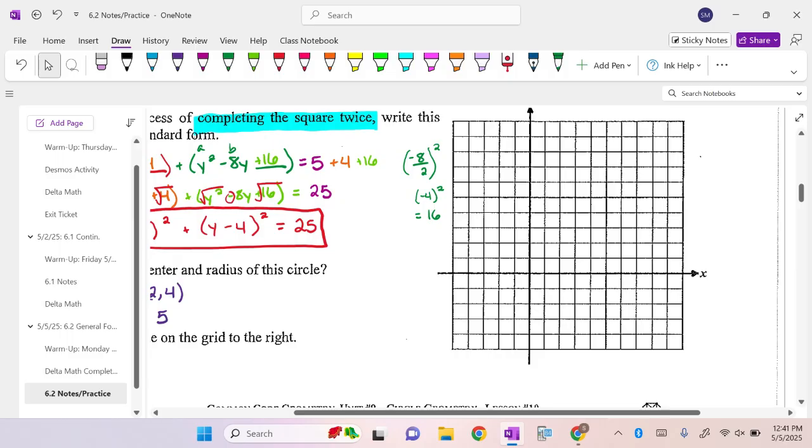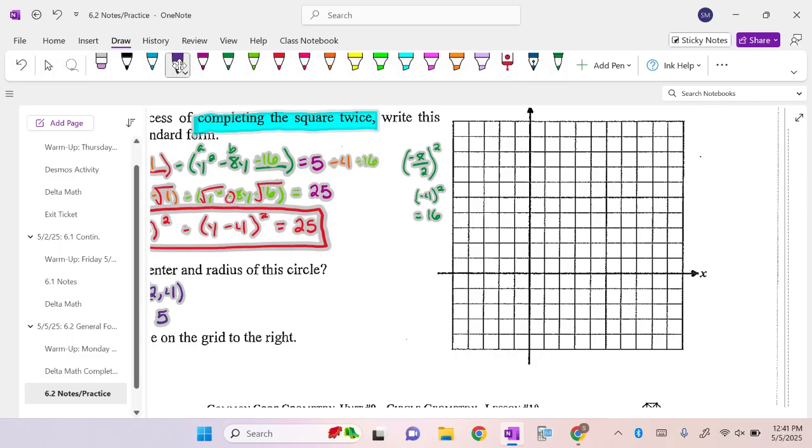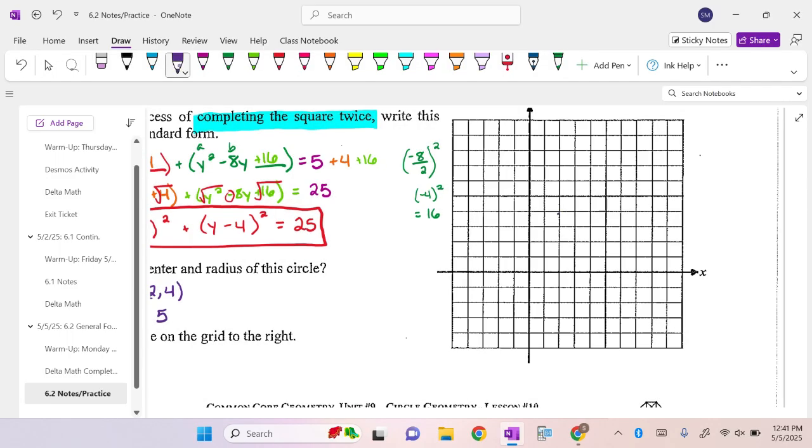So remember what I said. You want to plot the center first. So I'm going to find 2, 4. So that's about right here. Then for radius, we're going to want to do 4 points of the radius. So we're going to count 5 away from the center in each cardinal direction. So north, south, east, west. So I'm going to count 5 north of the center. So 5 up from the center.